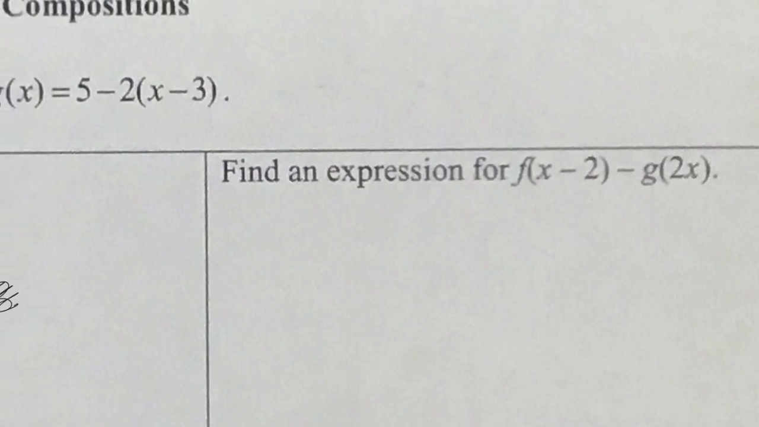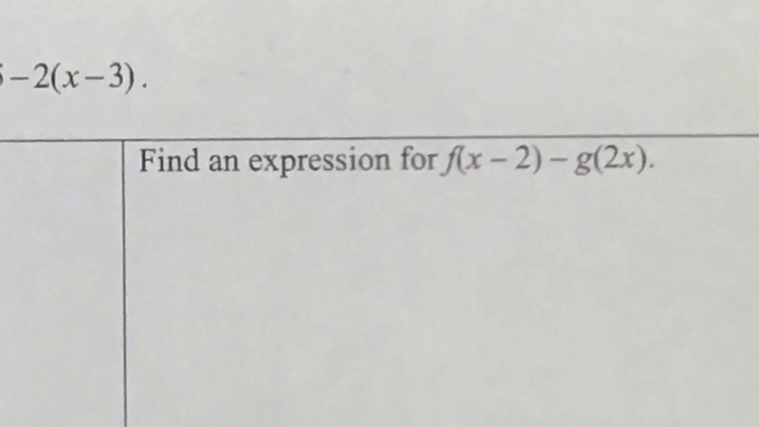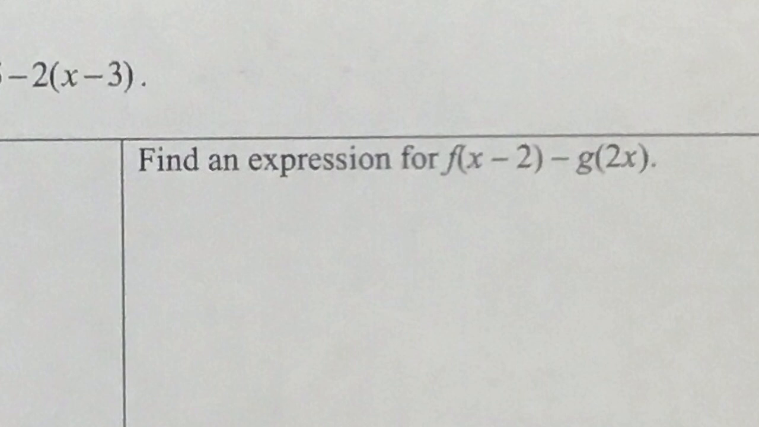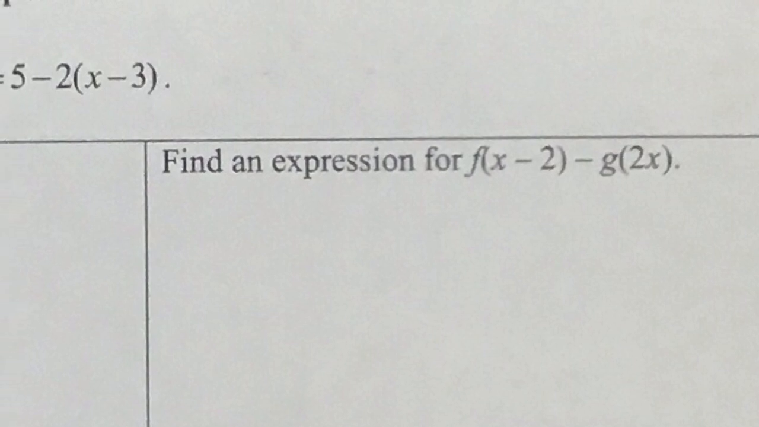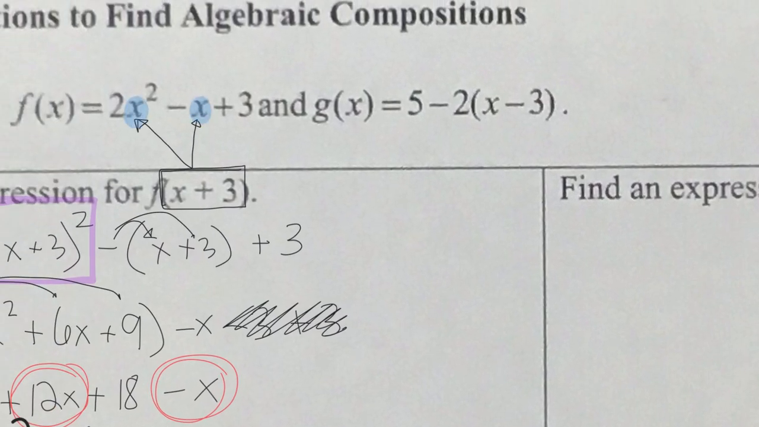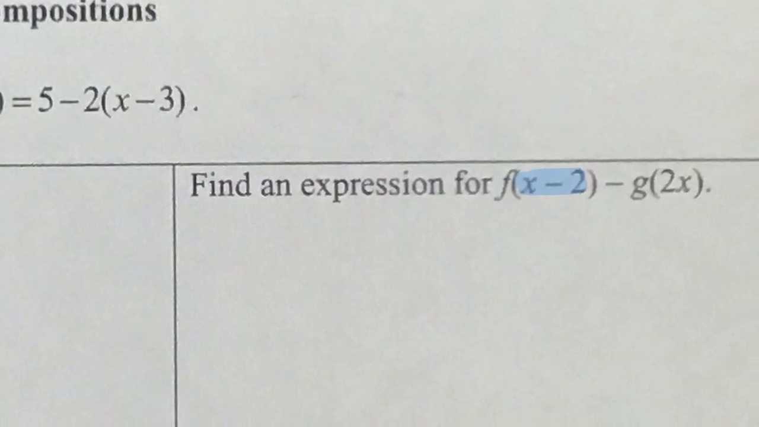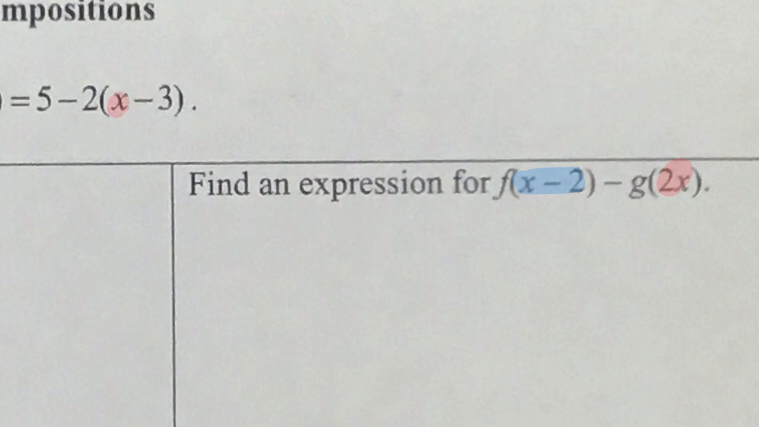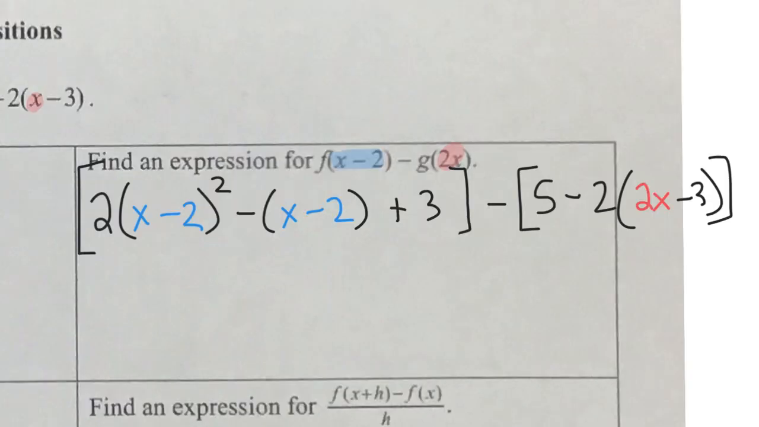Okay, so how about this second one? f of x minus 2 minus g of 2x. More algebra. So now we're replacing x with x minus 2 in those two places, and we're also replacing the x in g with 2x. Just where the x goes, we're going to be replacing. So let's see what that looks like. There is your substitution step. We're replacing all of the x's in your f equation with x minus 2, and all the x's in your g equation with 2x.